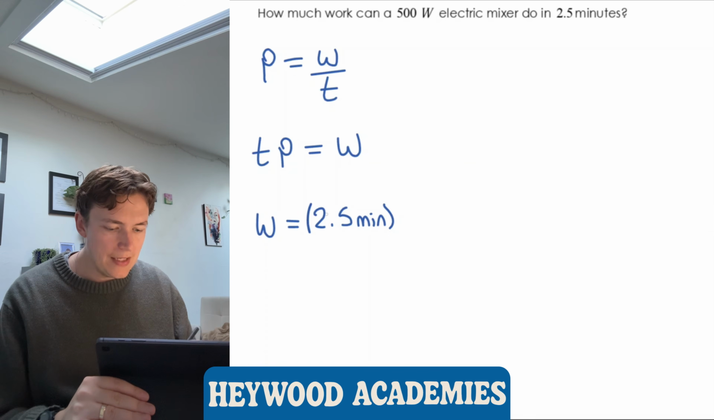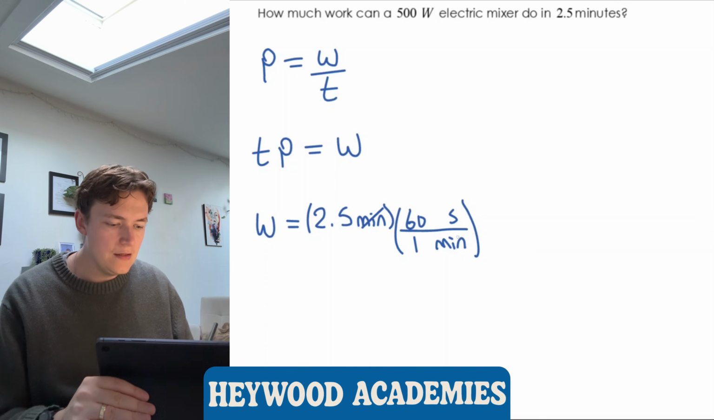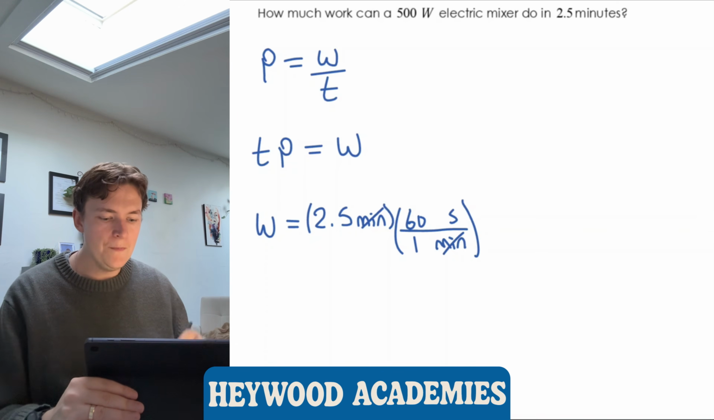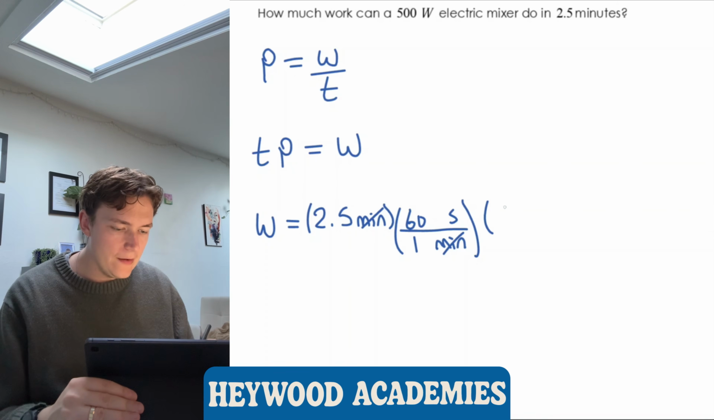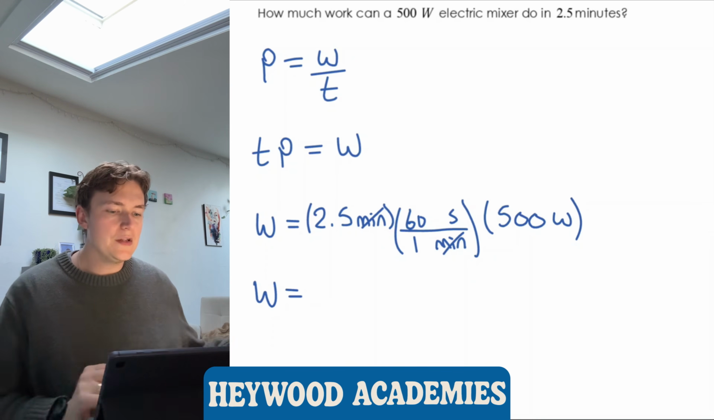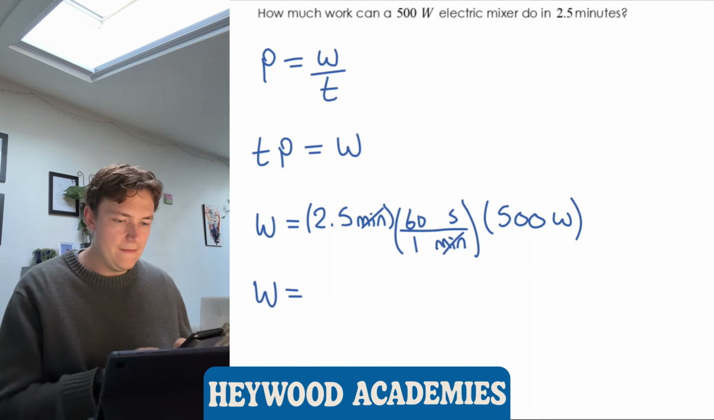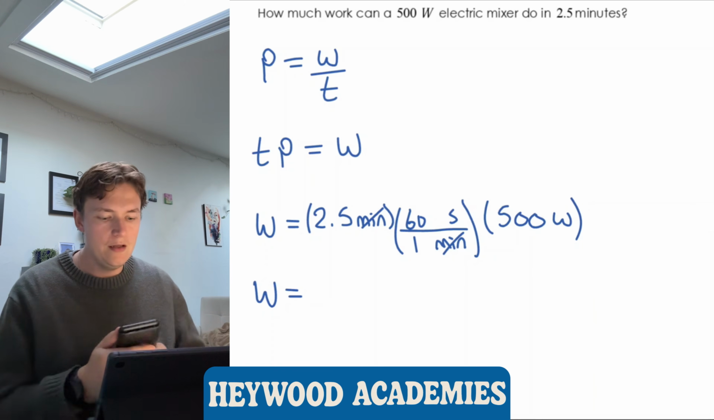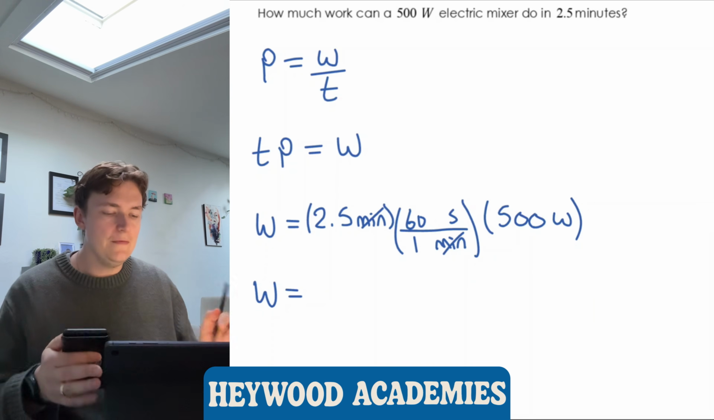Let's convert that over to seconds at the same time. So minutes on the bottom, seconds up top. 1 minute is 60 seconds. We'll be left with seconds for our units. So that whole thing is the time in seconds. Then we got to multiply that by the power of 500. Okay, so to plug this in, we're just going to go 2.5 times 60 times 500. And that gives us 75,000.